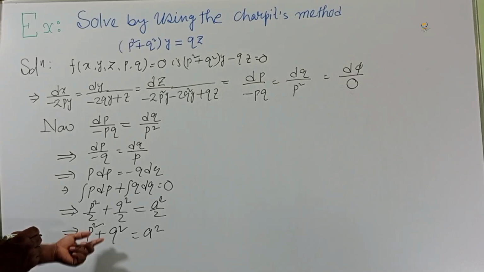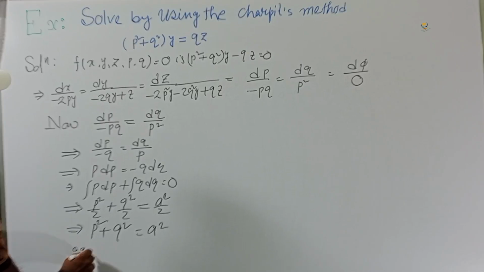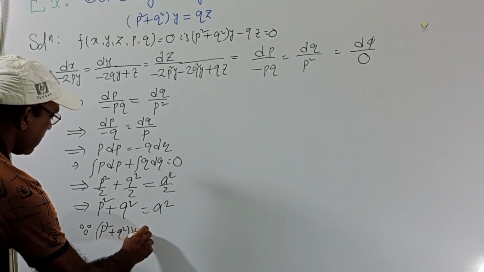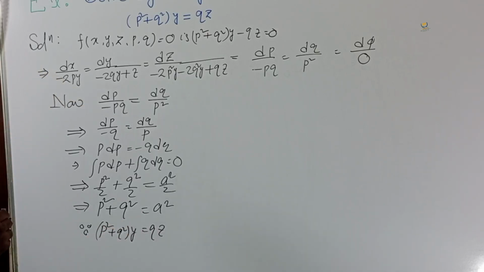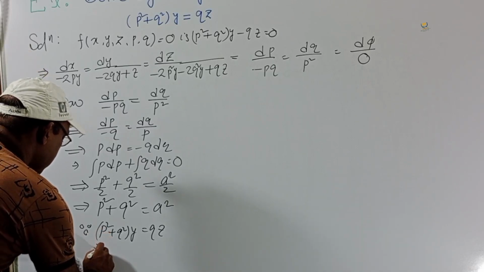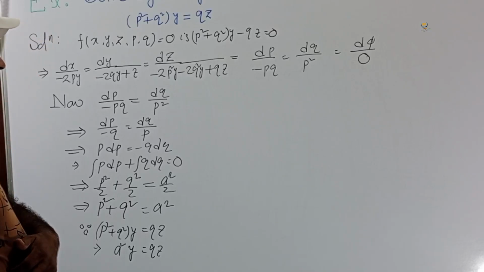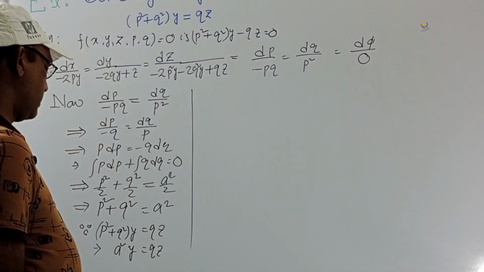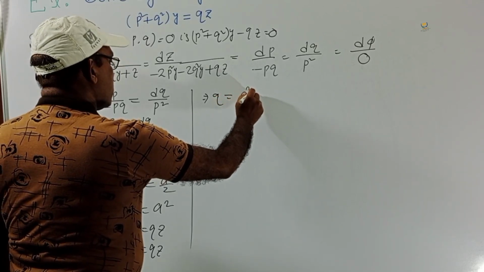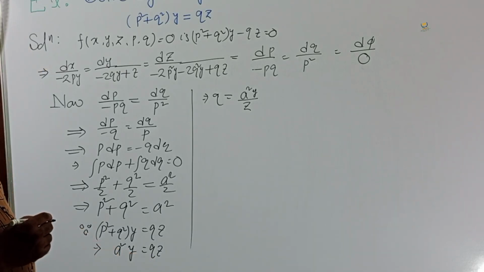Now putting this value in the equation number this, p square plus q square into y equal to qz, and by our consideration p square plus q square means a square. Putting this value here, a square y equal to qz. So this implies q equal to a square y by z.